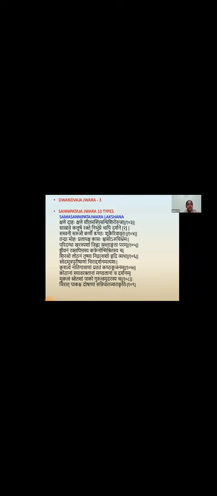For example, if Vata is in Vriddhavastha, Pitta is in Vriddhatara, and Kapha may be in Vriddhatama. In this particular combination, 13 types of Sannipata jvara are mentioned. As I told you, Vriddha is the lowest, Vriddhatara is the next step, and Vriddhatama is the highest. So if in a particular combination Vata is Vriddha, that means the lowest, Pitta is Vriddhatara, and Kapha is Vriddhatama. Likewise, there are combinations making 13 types of Sannipata jvara.